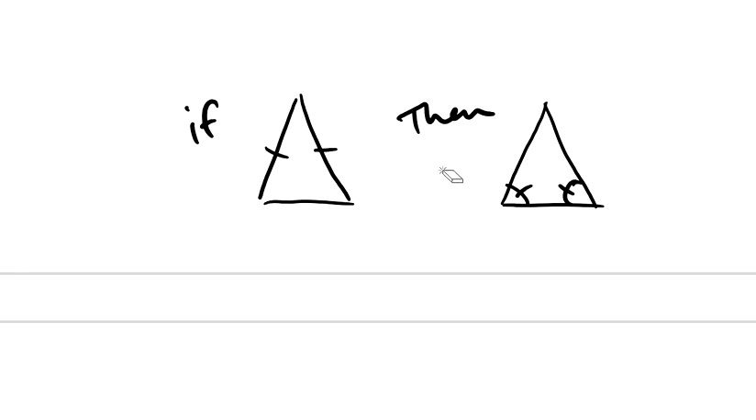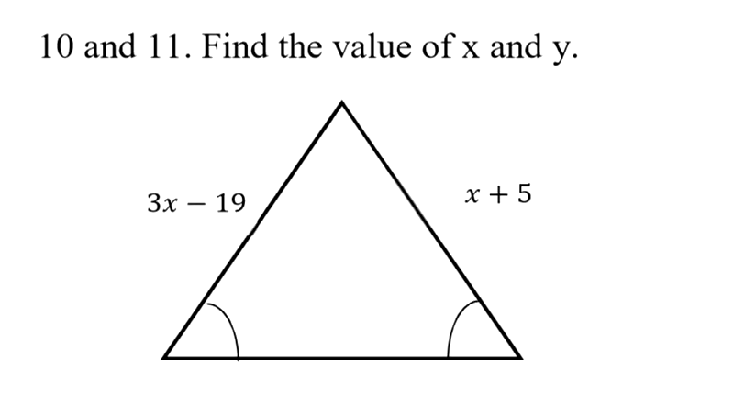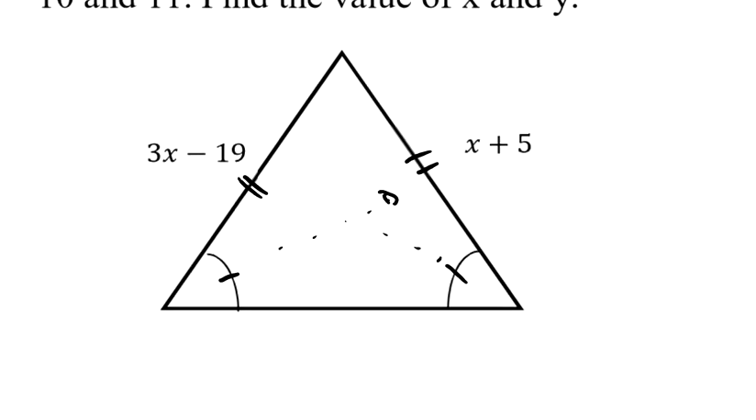But the converse is also true. If you have a triangle in which you've got two congruent angles, then the sides across from those angles must also be congruent. So when I look at this problem, because I see that I've got a pair of congruent angles here, I know that the sides across from them must be congruent as well. Because these sides are congruent, by definition they have to be equal in length.